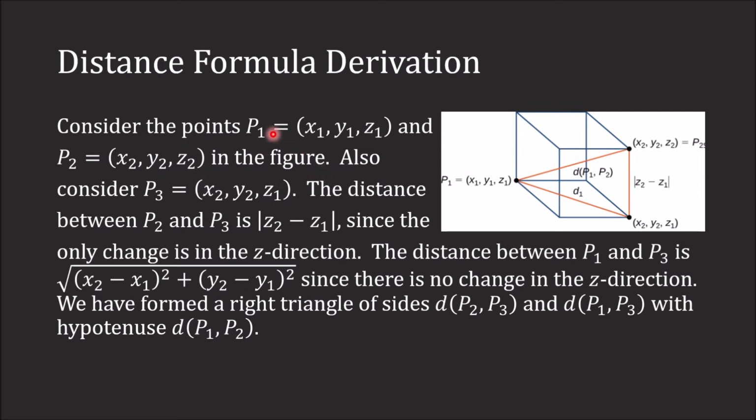Now, the distance between P1 and P3, well, we can treat this as the distance between 2 points in a plane because the z direction remains the same. So it's the square root of (x2 minus x1) squared plus (y2 minus y1) squared. Well, if we look, we have now formed a right triangle of sides, the distance between P2 and P3, and the distance between P1 and P3, where the hypotenuse is the distance between P1 and P2. Now, it's kind of hard to tell if this is a right triangle, but remember, we're in 3 dimensions. This is indeed a right triangle.